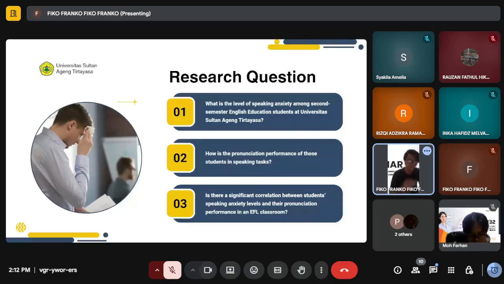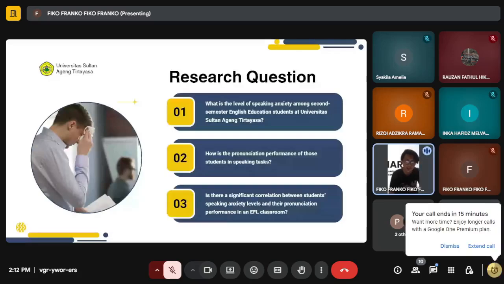So after that, we are going to observe how their pronunciation does in speaking class. And next, is there any significant correlation between students' speaking anxiety levels and their pronunciation performance in the EFL classroom? So yes, we are going to see whether there is any correlation between anxiety and pronunciation.